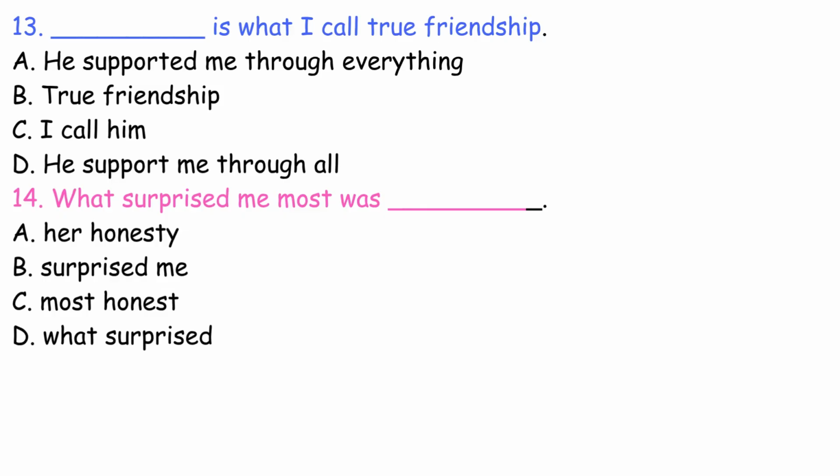13. ___ is what I call true friendship. A. He supported me through everything. B. True friendship. C. I call him. D. He support me through all. 14. What surprised me most was ___. A. How honesty. B. Surprised me. C. Most honest. D. What surprised.